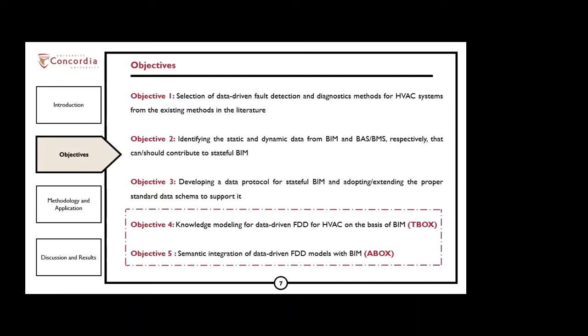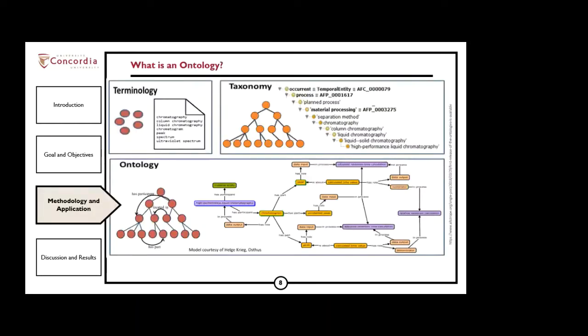In the semantic world, objective 4 would be called the T-box, and objective 5 would be called the A-box. Think of a T-box as a schema, an empty schema, and an A-box as a populated version of that schema. So in the fourth objective, I'm creating the schema where the information can be brought in, and the fifth is how it is introduced into the model and can be accessed. Before we dive deeper, let's see what an ontology is.